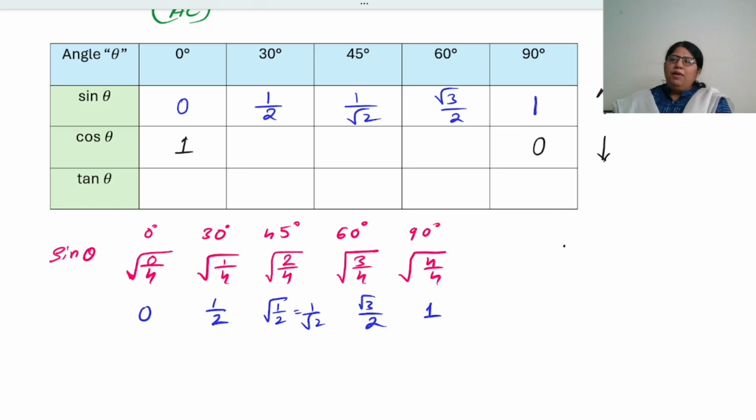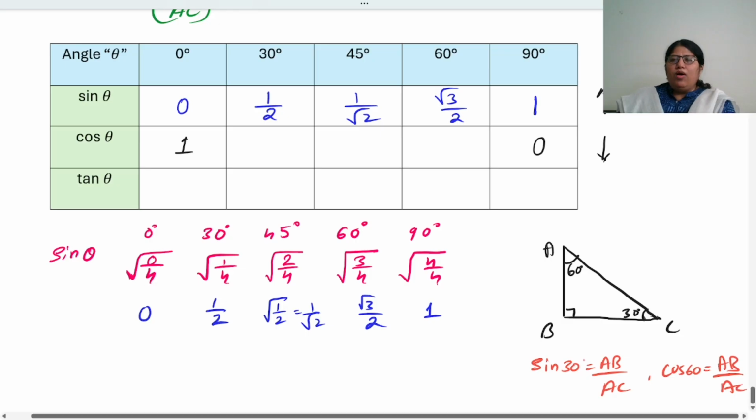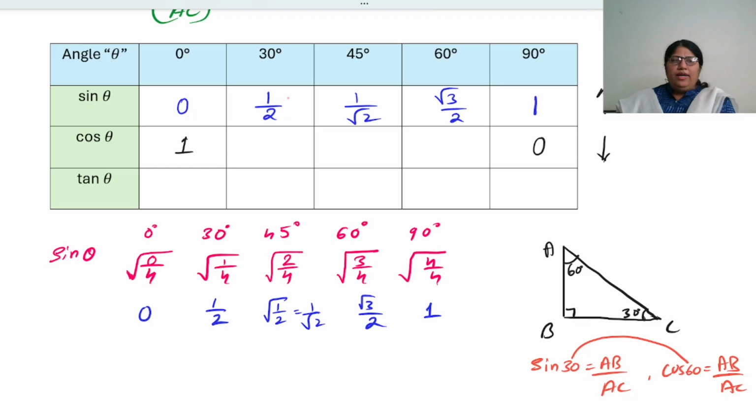Why does this happen? Because in the right triangle, if I take one of these angles, ABC, if I take this as 30 degree, then this angle becomes 60 degree. So whatever is cos, if I'm writing here, you can check here also. Look at here. Sine 30 is AB by AC, and cos 60 if I take, that is also AB by AC. So these are complementary angles. 30 and 60 make a 90-degree angle, right? So you can take it in a cross way.